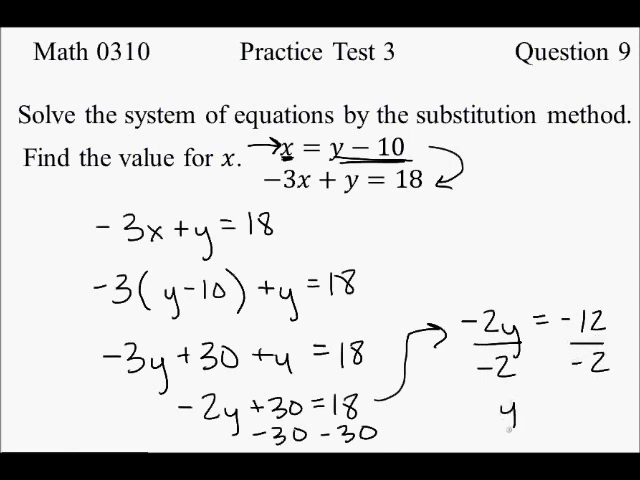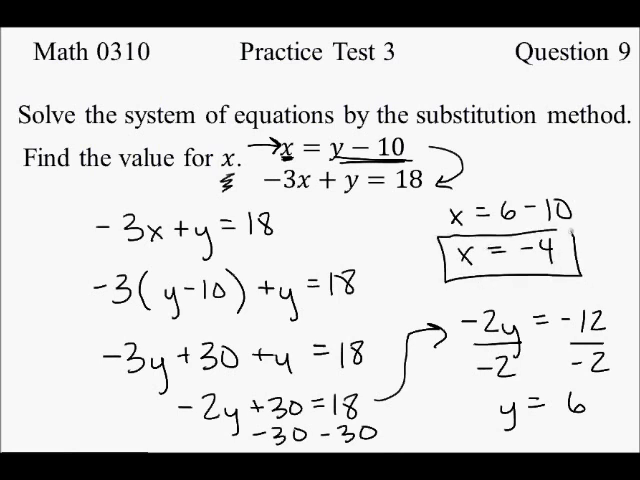So we have y left on the left side. 12 divided by 2 is 6. Negative divided by a negative, same sign, makes this a positive 6. So y is 6, and now it says we want to find the value for x. We'll go back and use our first equation because it's already solved for x. That's easiest to use. So x equals y minus 10. Y is 6, so x equals 6 minus 10. 6 minus 10 is negative 4. It says find the value for x, so x equals negative 4, and that corresponds to answer choice D.